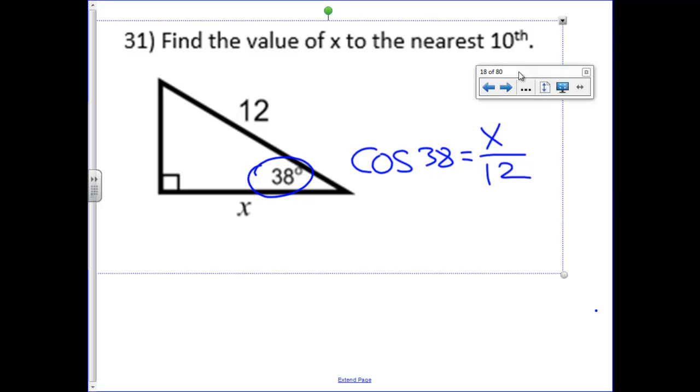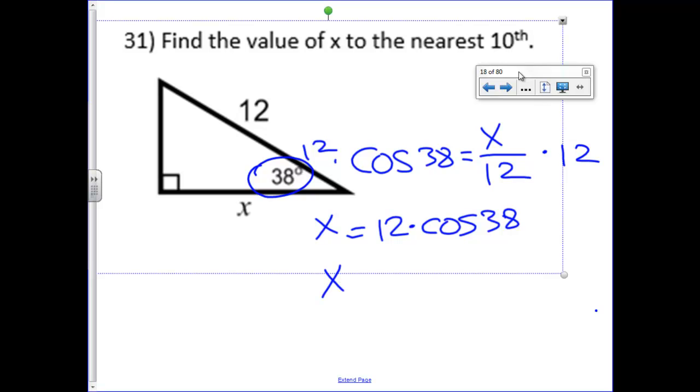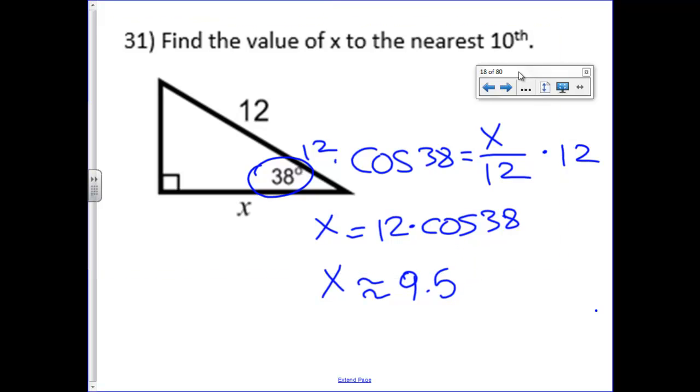So now I have an algebraic equation. I can solve this equation for x by multiplying by 12 on both sides. So x equals 12 times cosine 38. Make sure your calculator is in degree mode, and the answer you should get is 9.5. Correction, it's the side length, so just 9.5 units. And we're done.